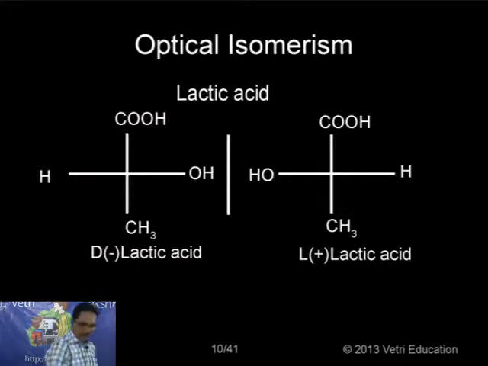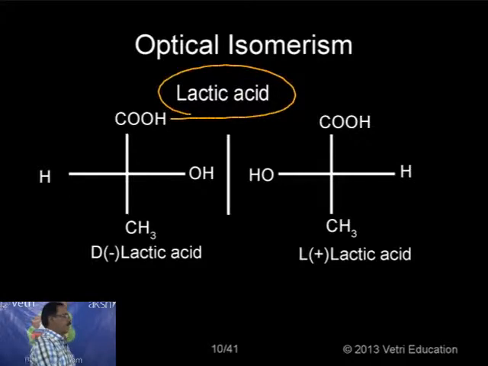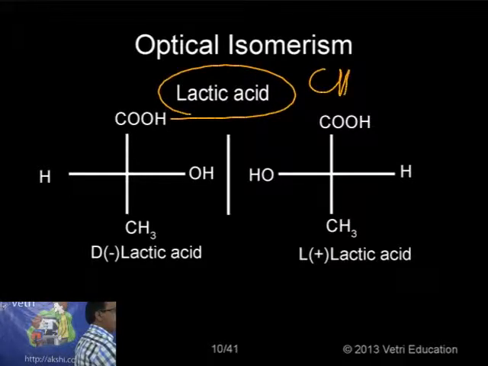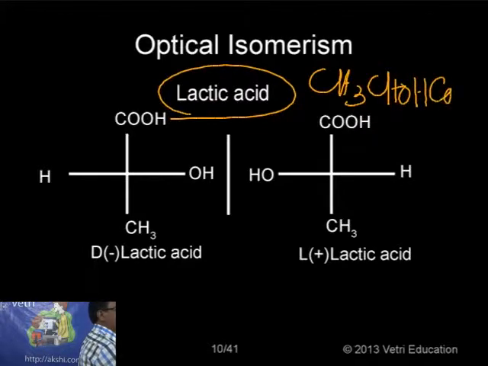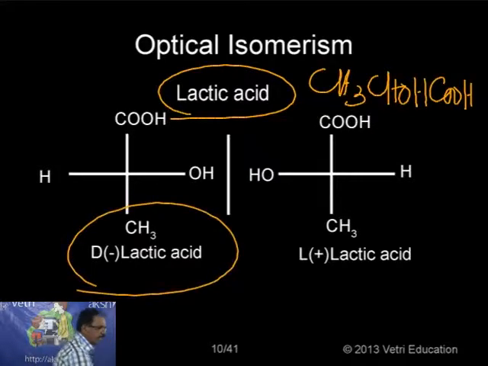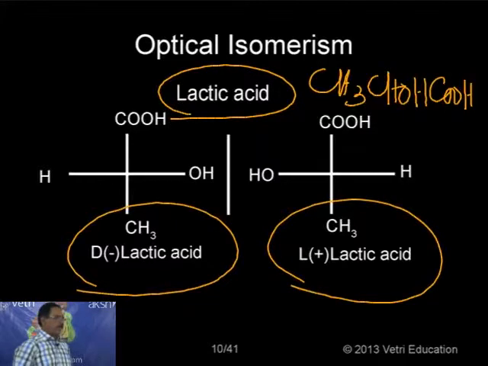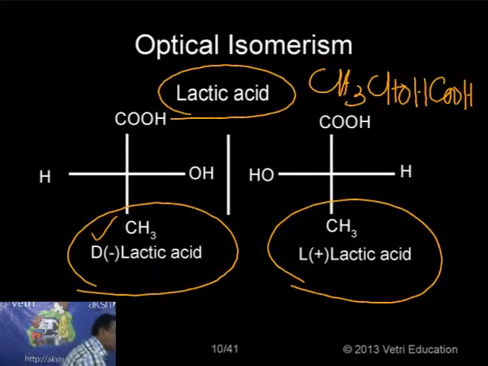Now see here. In this case, what we are seeing is lactic acid. The lactic acid formula we know already: CH3CHOHCOOH. This is the molecular formula for lactic acid. On the left side I am using D minus lactic acid. On the right side I am indicating L plus lactic acid. So students, kindly keep it in mind. Capital D is the configuration. I will be discussing it in a separate lecture class. Capital L, again, indicates configuration.